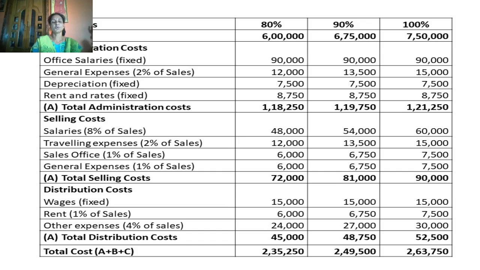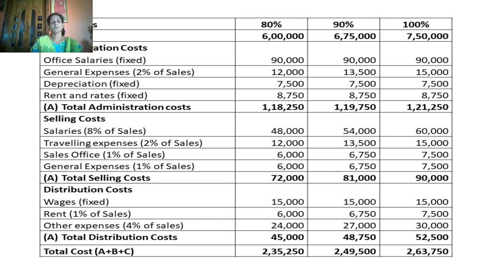Other expenses 4% of sales. So you know what is sales now. Based on the sales, calculate 4% and you can insert here under each level of capacity. 4% of 6 lakh is 24,000. 4% of 6 lakh 75, 27,000. 4% of 7 lakh 50, 30,000. So you have found out total distribution cost. So under three headings, you have found out the cost. One is administration cost, second is selling cost, third is distribution cost.